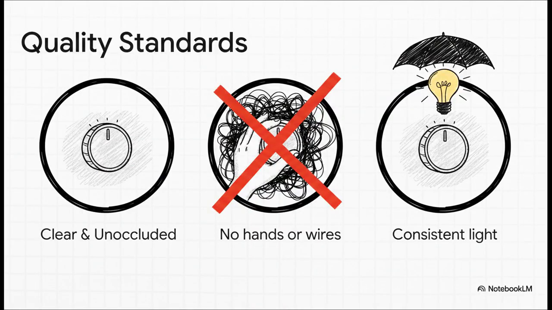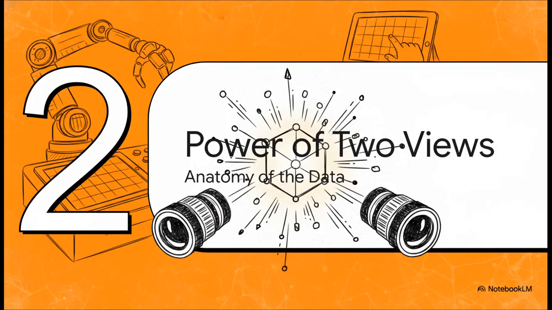So how do they actually maintain that level of quality? Well, they have strict standards. First, every single image is perfectly clear and unoccluded. They've been manually verified to ensure the knob is the absolute primary focus. That means no hands, no distracting wires in the background, and no other random objects blocking the view. Because think about it, if you want to train a robot, you can't have a human hand in the reference photo messing up the algorithm, right? On top of that, they use incredibly consistent lighting across the board to really highlight the textures and markings. It's pristine, robotics-ready data. Which brings us to Section 2, the power of two views, the anatomy of the data.